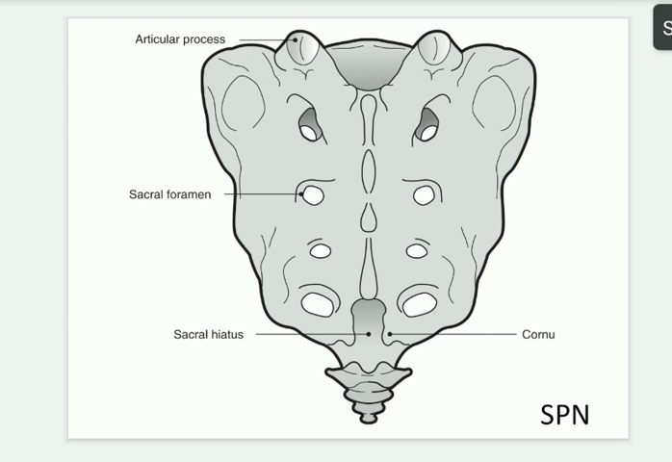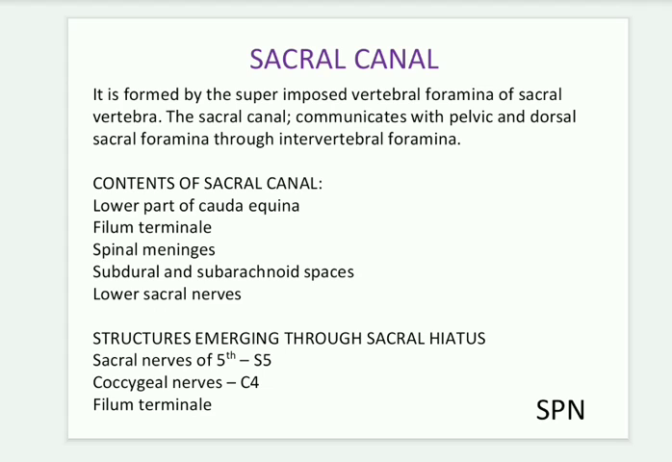Next, you can see the sacral canal. It is formed by the fused vertebral foramina of the sacral vertebrae. The sacral canal has a shape like how you write. This sacral canal communicates with the pelvic and dorsal sacral foramina through the intervertebral foramina.